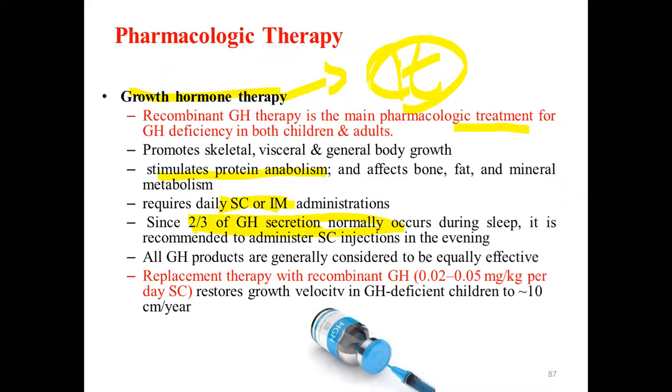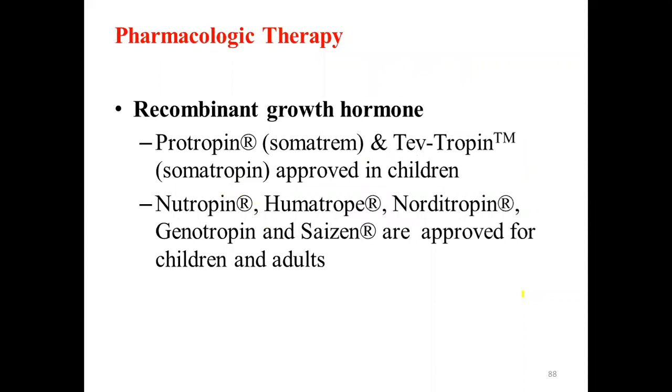So what kind of doses of replacement therapy can we consider? Mostly a small dose like 0.02 to 0.05 milligram per kg subcutaneously can be recommended. So remember, if we give this dose, we can increase the height of the children before the closure of the growth plate, at least 10 centimeters every year with replacement therapy of growth hormone. So those are the products we have in the market. These are the brand name products we have in the market.